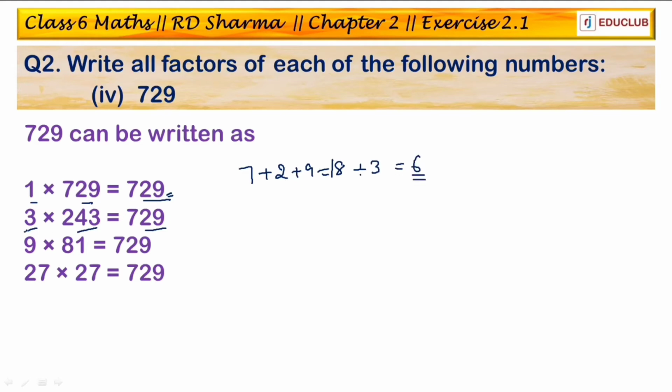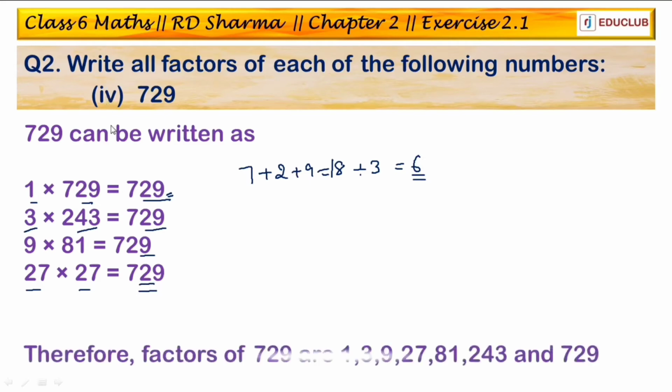So this number is divisible by 3. We will check it: 3 into 243 will be 729. Similarly, with other numbers we cannot divide. Next is 9. With 9 we can divide it. 9 into 81 is 729. Similarly 27 into 27 is 729. These are multiples of 729, so we can say these are the factors of this number: 1, 3, 9, 27, 81, 243 and 729.